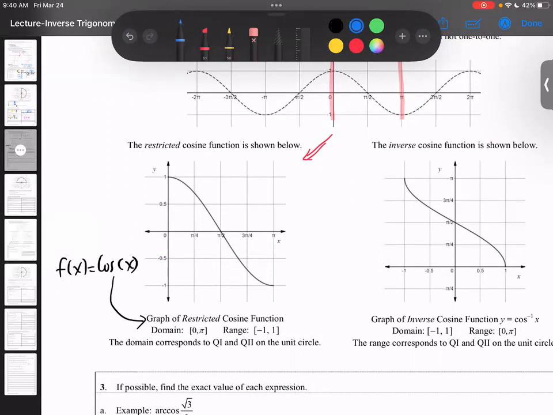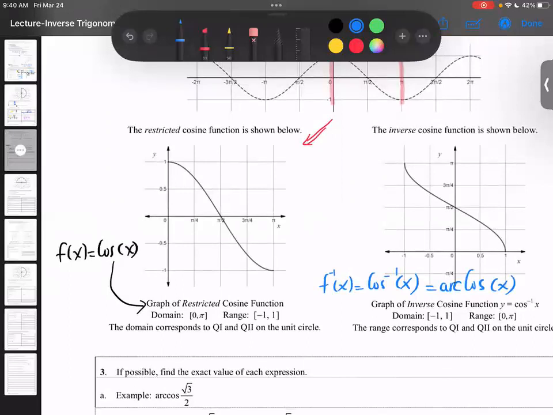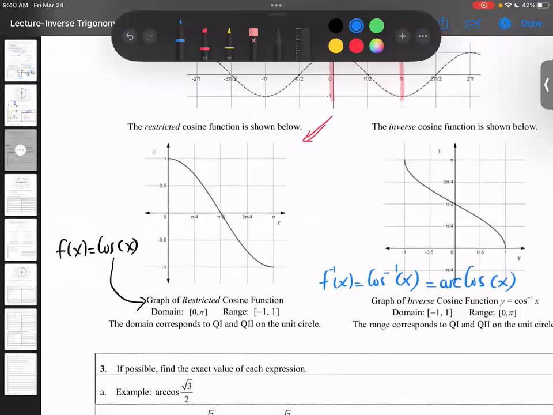Then it comes to the cosine inverse. You swap domain and range just like you did with sine. The two ways of writing this are up to you; I prefer the first one, just personal choice. The domain of the cosine inverse is from negative 1 to 1, and the range is from 0 to pi. It's similar to sine. The only difference is instead of negative pi over 2 it is 0 to pi.